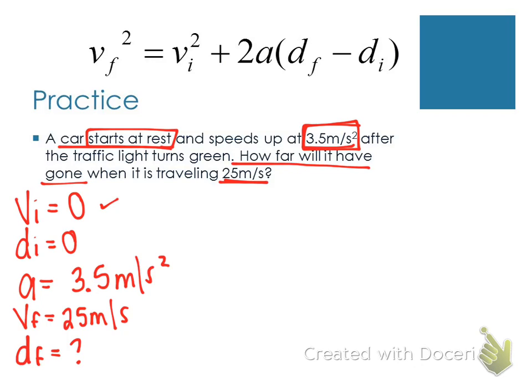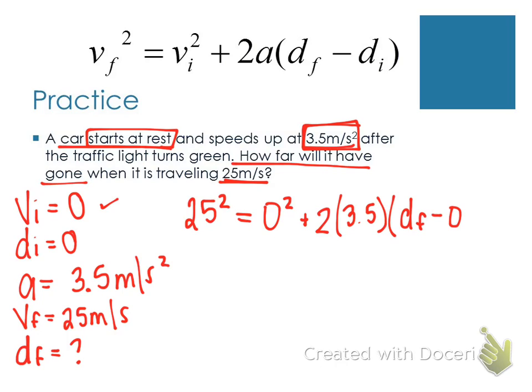Let's go ahead and solve here for displacement, or final displacement. V sub f squared, 25 squared, equals 0 squared plus 2 times 3.5 times distance final minus 0. Okay?